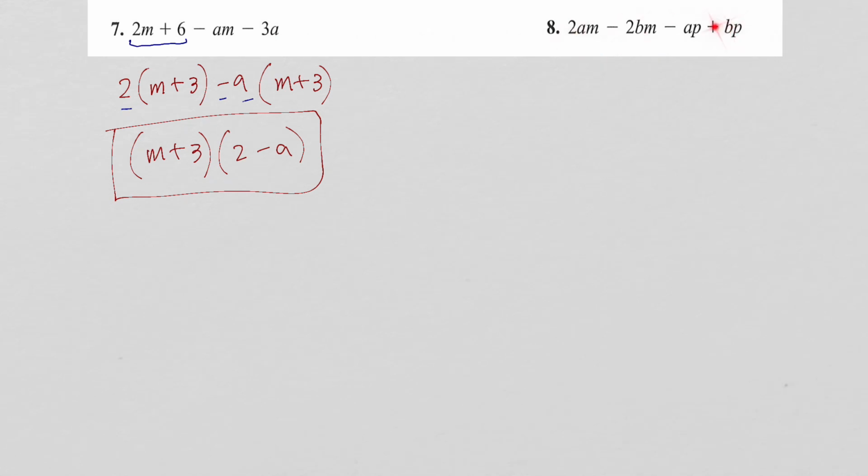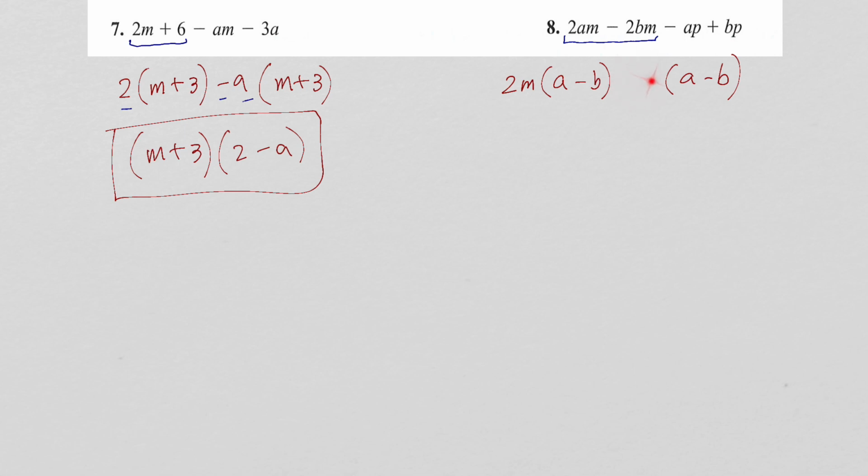Okay, for this problem, I don't need to reorder because there is something in common here. So I'll group those two together, and I'll factor out a 2m. That leaves behind a minus b. So I'll leave a big space, and I'll put a minus b down again, because whatever I leave behind here, I have to leave behind here.